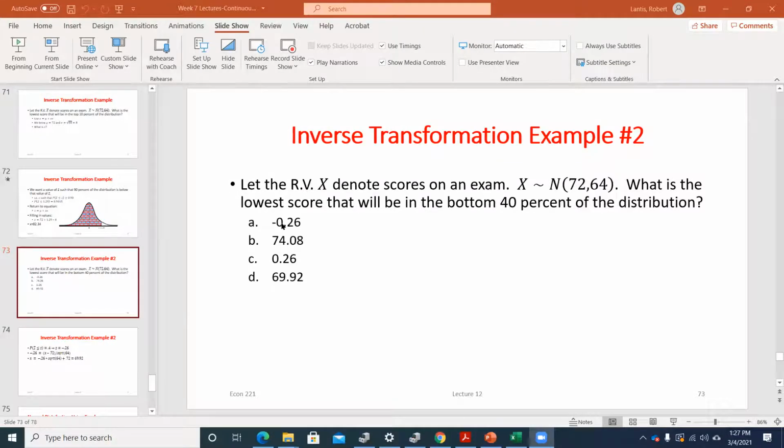Now, A and C. If I'm thinking about a test score, negative 0.26 doesn't make a lot of sense. If I had a test score of 0.26 when the average was 72, that should be like the cutoff for the bottom 1%. So if I was thinking intuitively about this one, I know it's probably going to be D, but how can we actually get that?